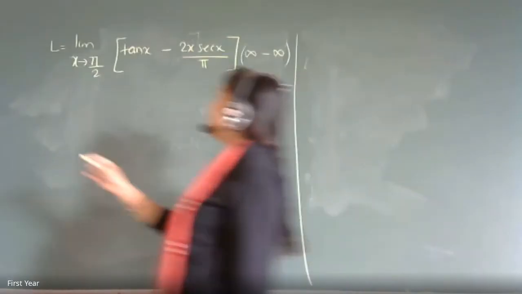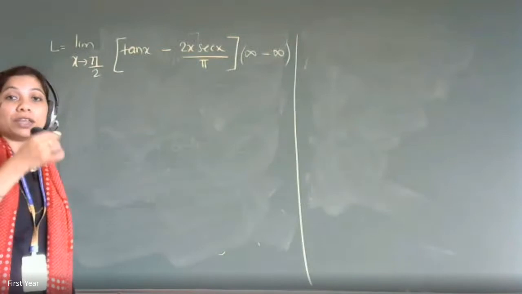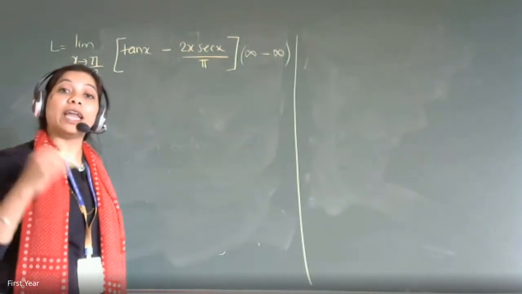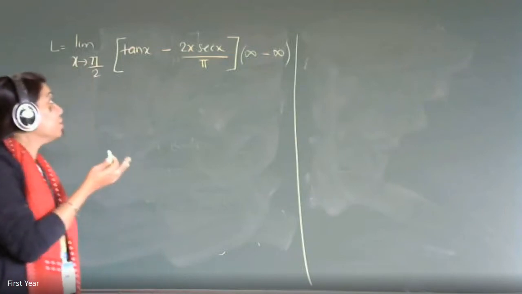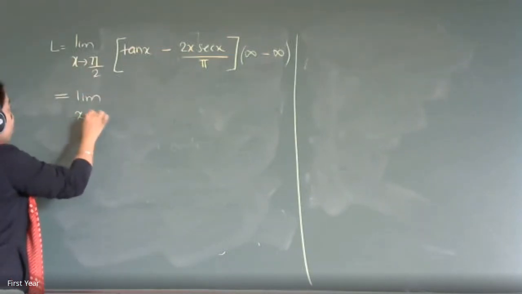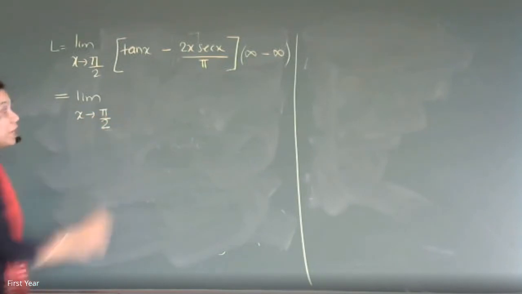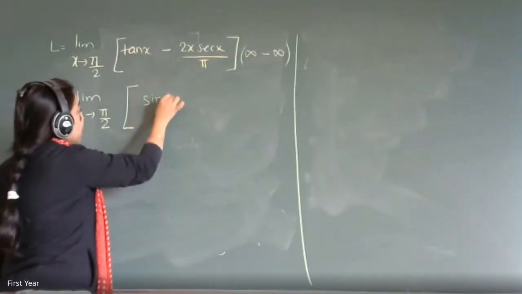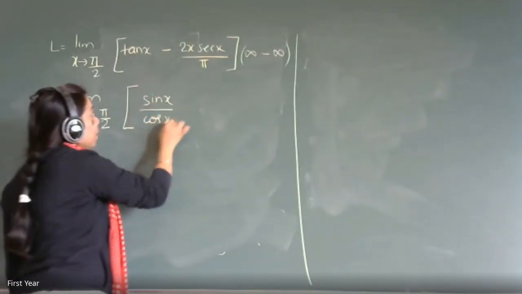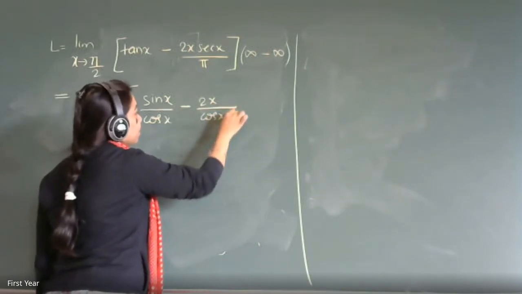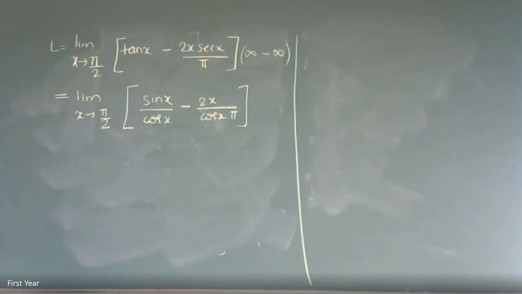Okay. And therefore now we have to convert it to which form? Either 0 by 0 or infinity by infinity. So what we have to do? We have to take LCM. So which are the functions which can be written in the proper format? This is limit x goes to pi by 2. What can tan x be written as? Sin x upon cos x. Correct. So this is sin x upon cos x minus 2x upon cos x into pi. Is this okay? Clear? Yes, ma'am.